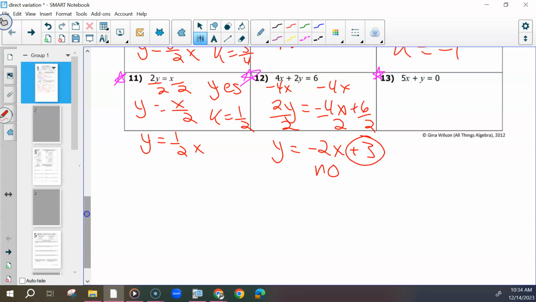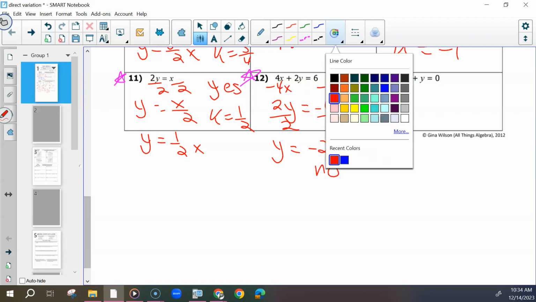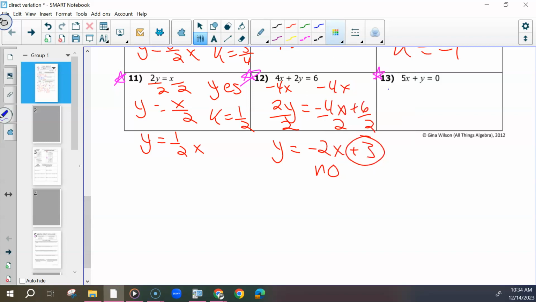Before we solve 13, do we think that is or is not going to be direct? Is it going to be direct or is it not? It's not. So we subtract 5x from both sides. You can put the plus 0 or leave it off. Would this be direct? Yes. Because the y-intercept is 0.